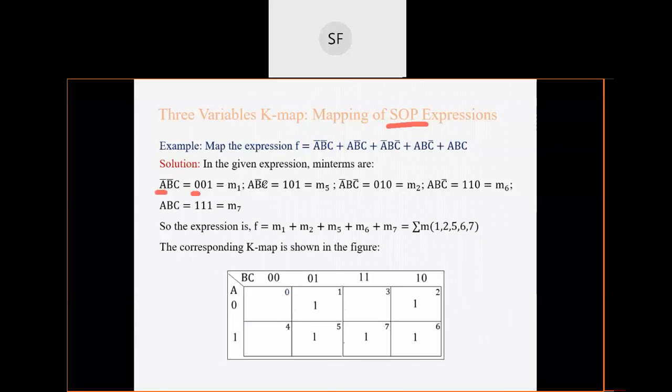You should practice whichever numericals I have taken. Again, मैं आज की भी PPT आपको forward कर दूंगा. Just go through them, try to solve all the problems. Then only you will be able to understand what you are going to do, whether it is SOP, POS, and how you are going to map on those K-maps. Okay.